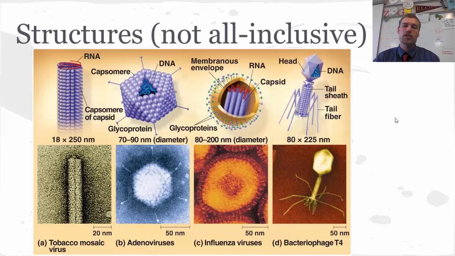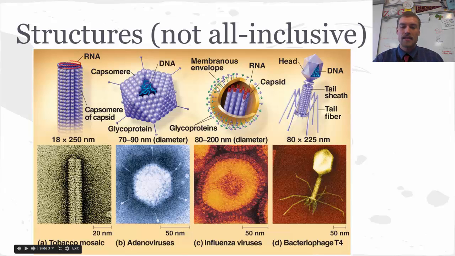These are some of the structures, not all inclusive, of various viruses. We can have the tobacco mosaic virus, which has this kind of interesting capsid protein layer that goes around the outside of the RNA, which spirals on the inside. We can have a protein capsid that has geometric shapes. In this case, I believe this is a dodecahedron. But there are many different types of shapes that they can have.